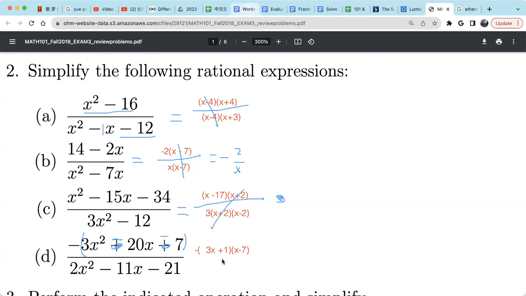In this case, when we multiply 3x with a negative 7, I get negative 21x. And then 1 times x, I get a positive 1x. Added together, I get negative 20x. I get the middle term.